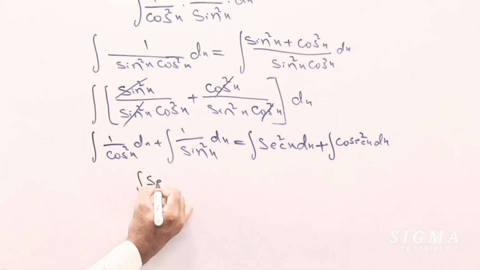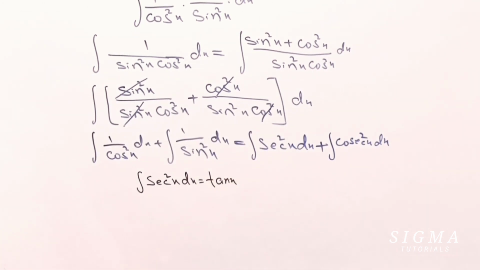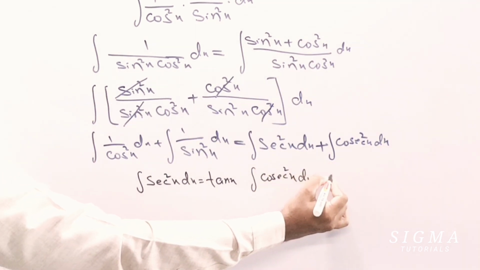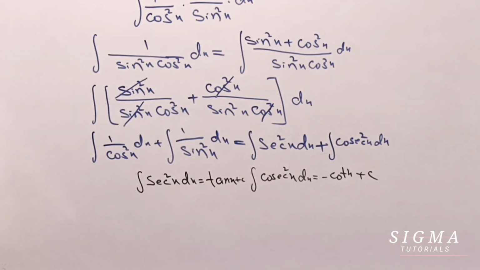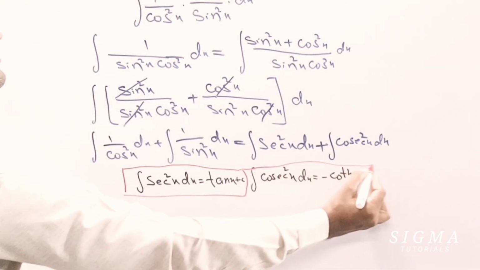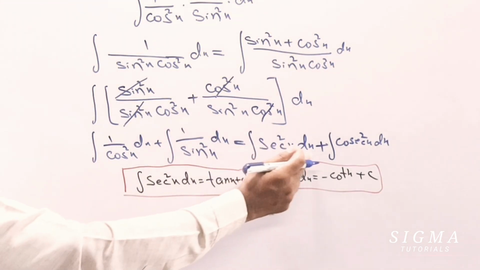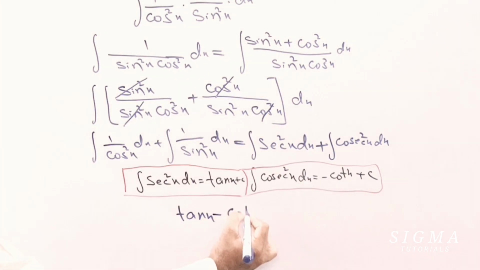Now if you remember, we have the formula: the integration of secant square x dx equals tan x, and the integration of cosec square x dx equals minus cot x, and in both we have the integral constant plus c. Let's put this in the rectangle. Now based on this formula, the integration of sec square x dx is tan x, and the integration of cosec square x dx is minus cot x plus the integral constant. This is your final answer.